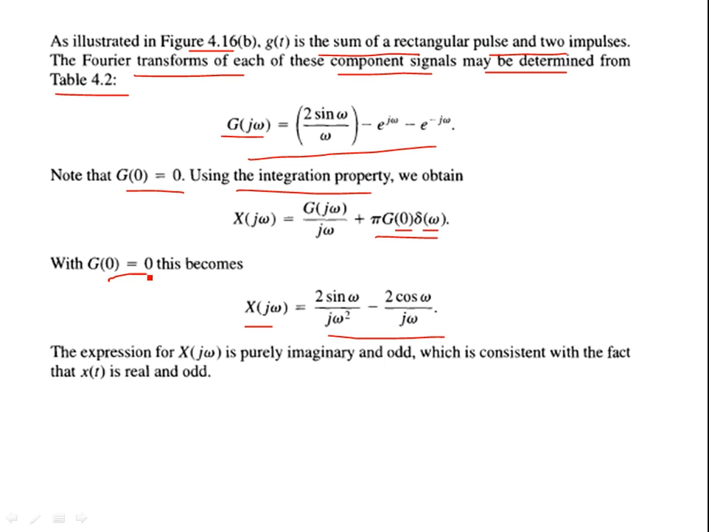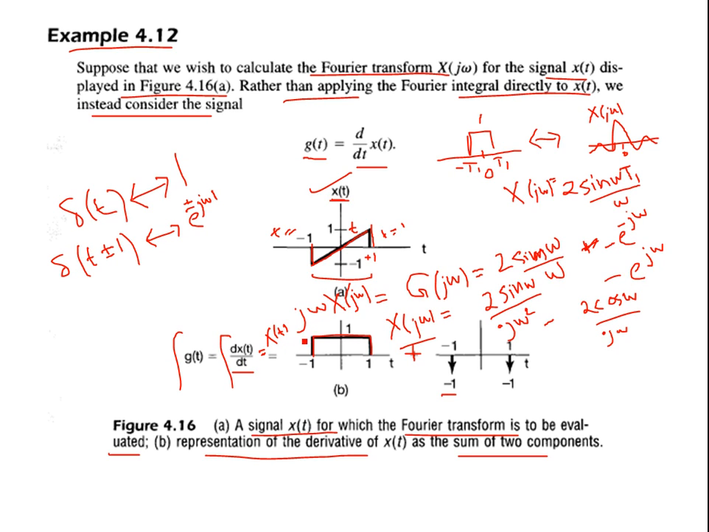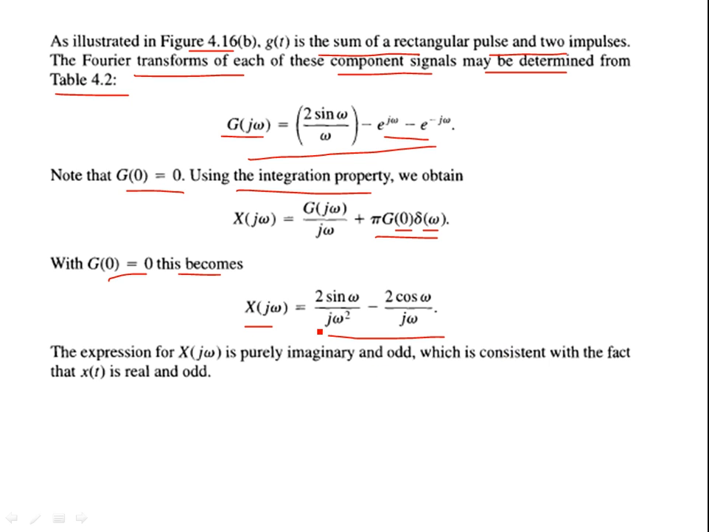With g0 equal to 0, this becomes twice sine omega over j omega square minus twice cosine omega because of this term divided by j omega. Okay, so you can do it either way. Either you can use the integration property, or you can argue that this differential is j omega X(j omega), and you can divide both sides by j omega to get X(j omega).